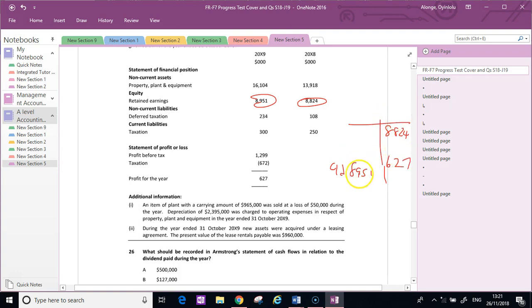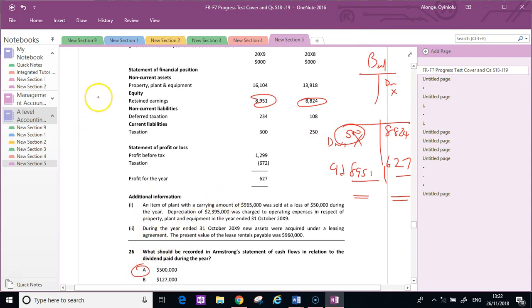Technically, if I kept all of that, that would mean that I would have a high carry down figure, but I must have paid out some dividends, right? That's why I have a difference. That's why all that's carried down is not made up of just my opening balance and my profit for the year. So it means that my dividends, whatever I paid out as dividends, going out of the bank, X must be 8824 plus 627 minus 8951, which is 500. So I must have paid out a dividend of 500. So that's why the answer is A.